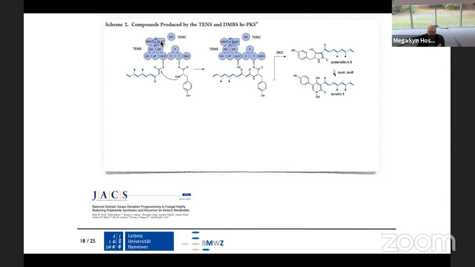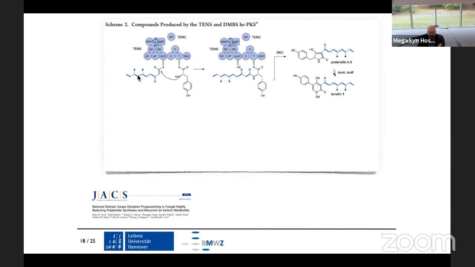It's a trans-ER system, so there's a trans-acting ER, and the regular ER is broken. And downstream of the acyl carrier protein, there's a single module of a non-ribosomal peptide synthetase. And so the polyketide synthase is building up, in the case of tenellin, this pentaketide. It's doubly methylated.